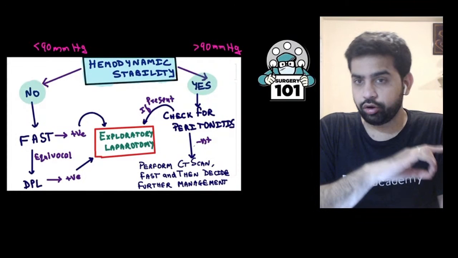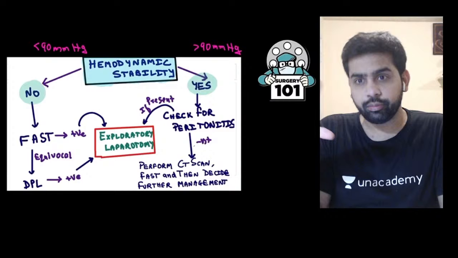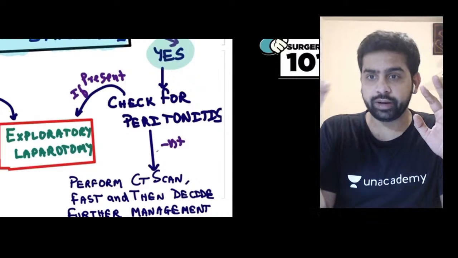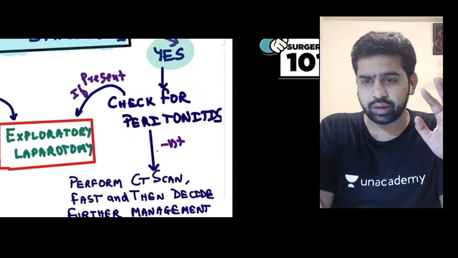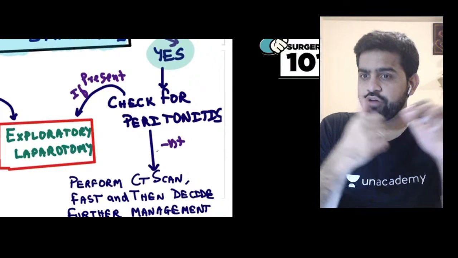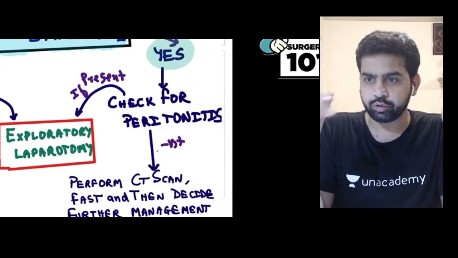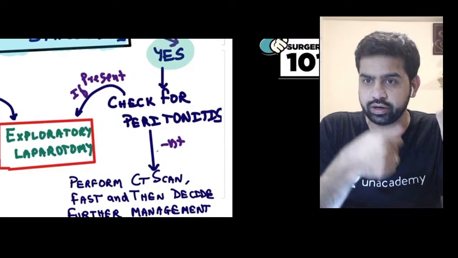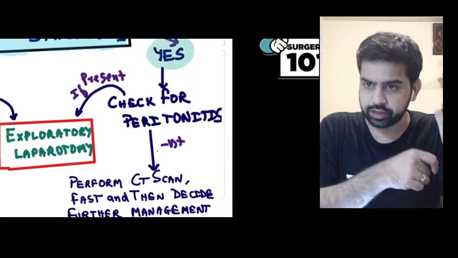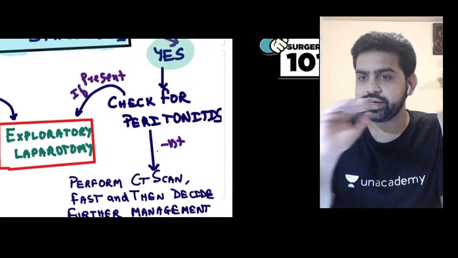On the other hand, let's talk about what to do if the patient is hemodynamically stable. Now, please pay attention. What is the first thing? You have to look for signs of peritonitis. What do you understand by signs of peritonitis? You have to look for whether there is any localized guarding or localized rigidity. Guarding or rigidity are the two main important signs of peritonitis. If the signs of peritonitis are present, you straight away go in for an exploratory laparotomy. You don't need any other investigation.